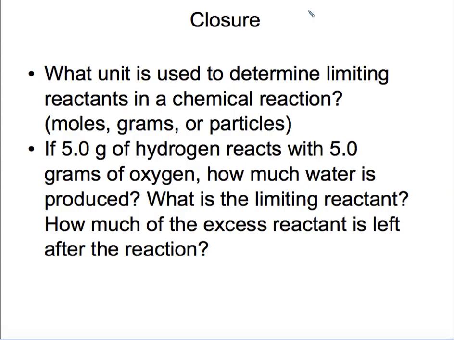All right, your last couple questions. What unit is used to determine the limiting reactants in a chemical reaction? Is it moles, grams, or particles? And then here's one more problem for you to try. If 5.0 grams of hydrogen react with 5.0 grams of oxygen, how much water is produced? So how much water is produced? Question 1. Limiting reactant. Question 2. And how much of the excess reactants left over? Question 3. Work through these.